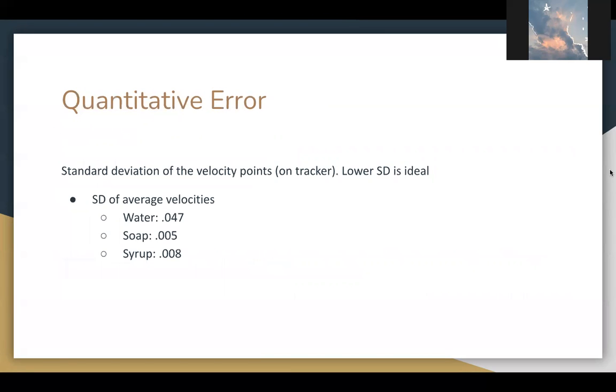The standard deviation for the velocity points from Tracker were based on their average velocities from each trial. For water, the standard deviation was 0.047. For soap, it was 0.005, and for syrup it was 0.008. Obviously, we can see that the lower standard deviation is better, so soap had the lowest standard deviation.